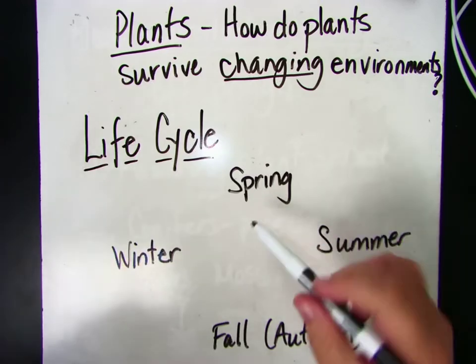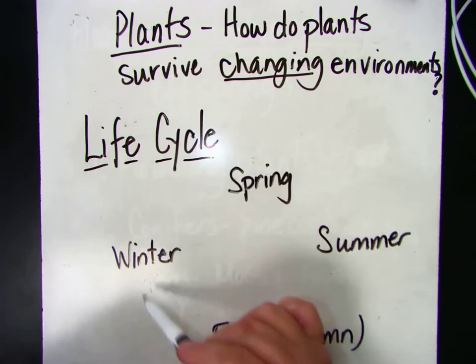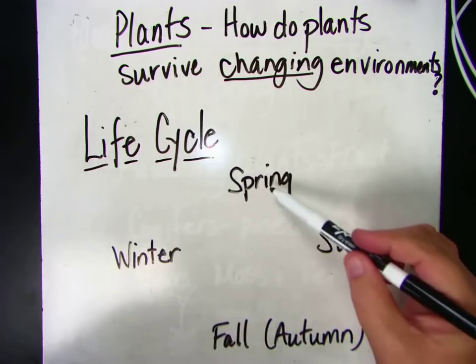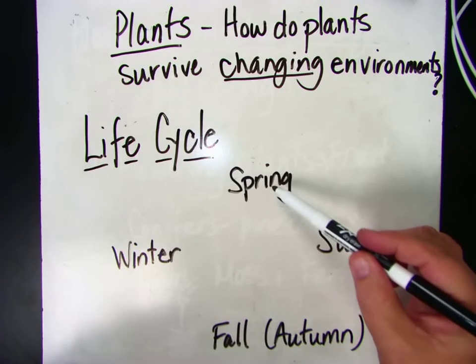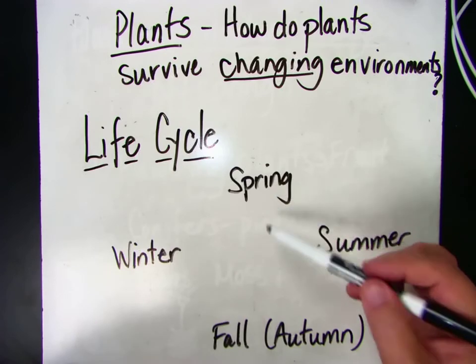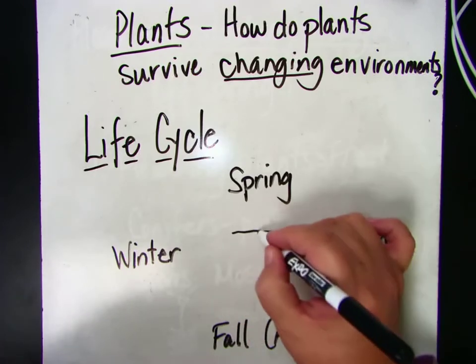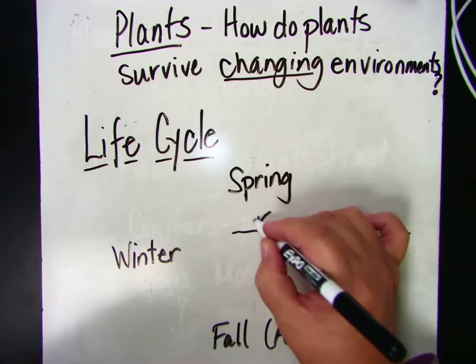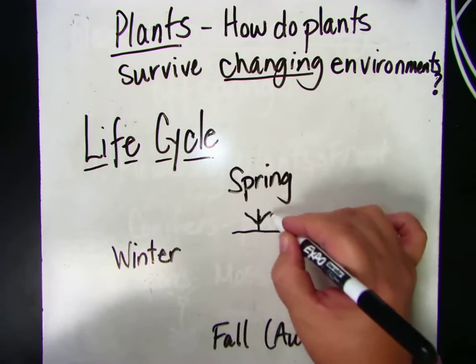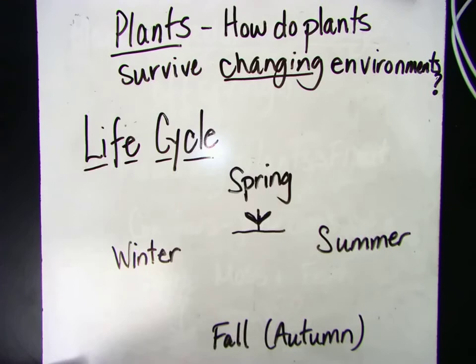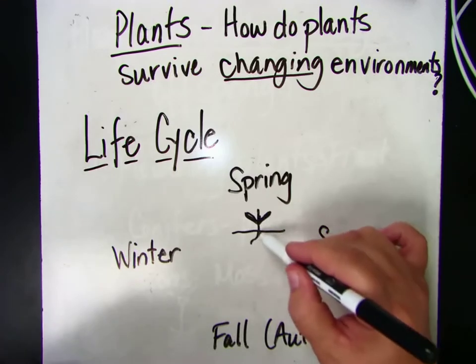Okay, so in a typical spring, summer, fall, and winter cycle, you would have pretty obvious spring weather where the days are starting to get longer and the weather's starting to get warmer. And usually what happens is that plants start to sprout in the spring. They start to come out. They're sensing that the weather is getting warmer. Okay, so we'll have plants starting to come up.